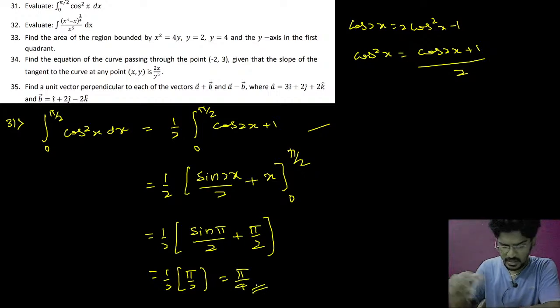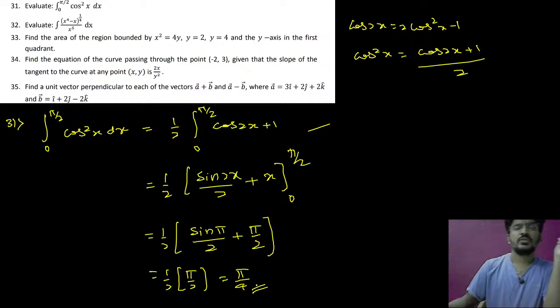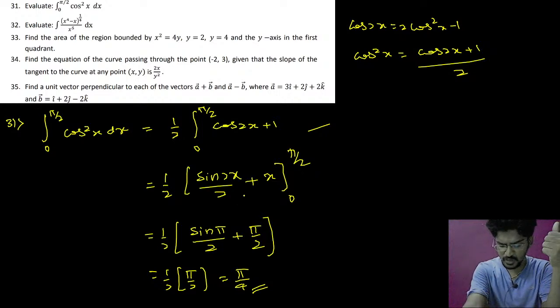So check your answer. It will be pi by 4. Some of you have written it as pi by 2. It is not pi by 2, Manjunath. You just check it. It is pi by 4. Clear? Because integration of cos 2x is sin 2x by 2. Be careful.